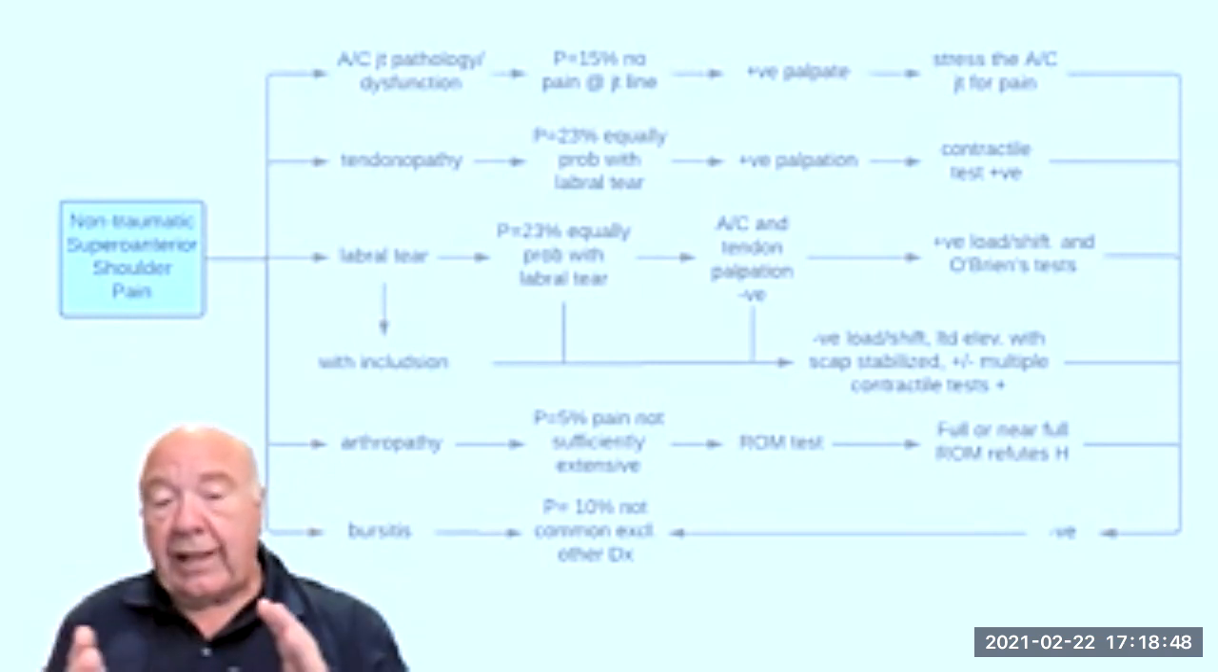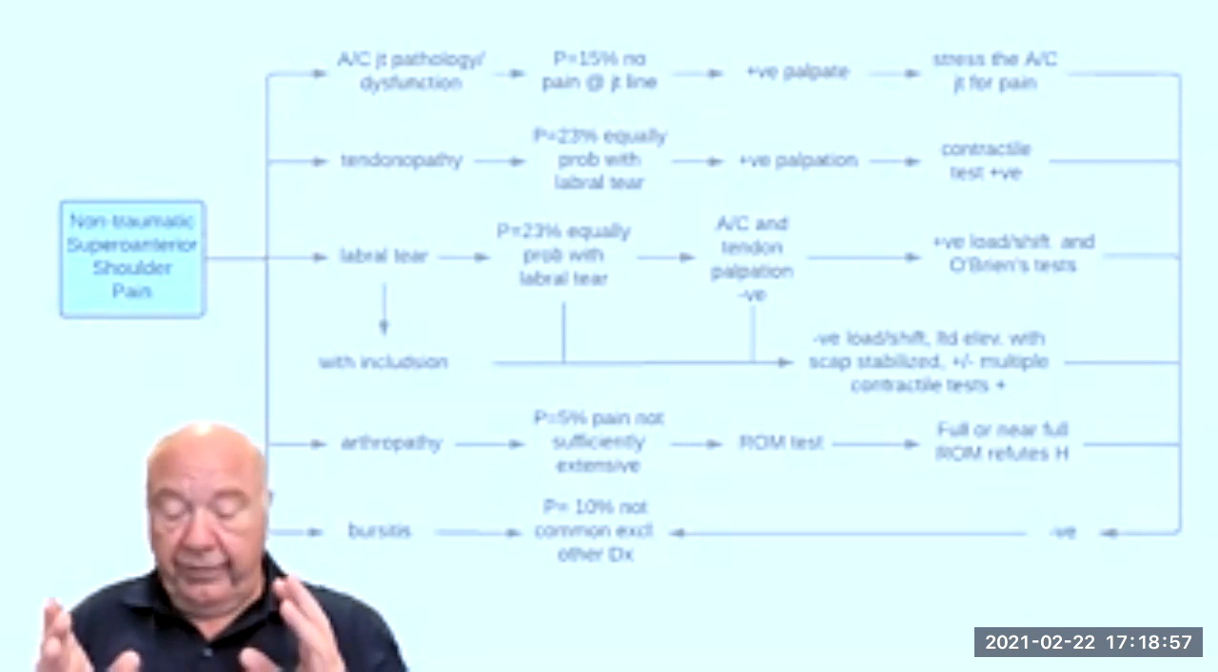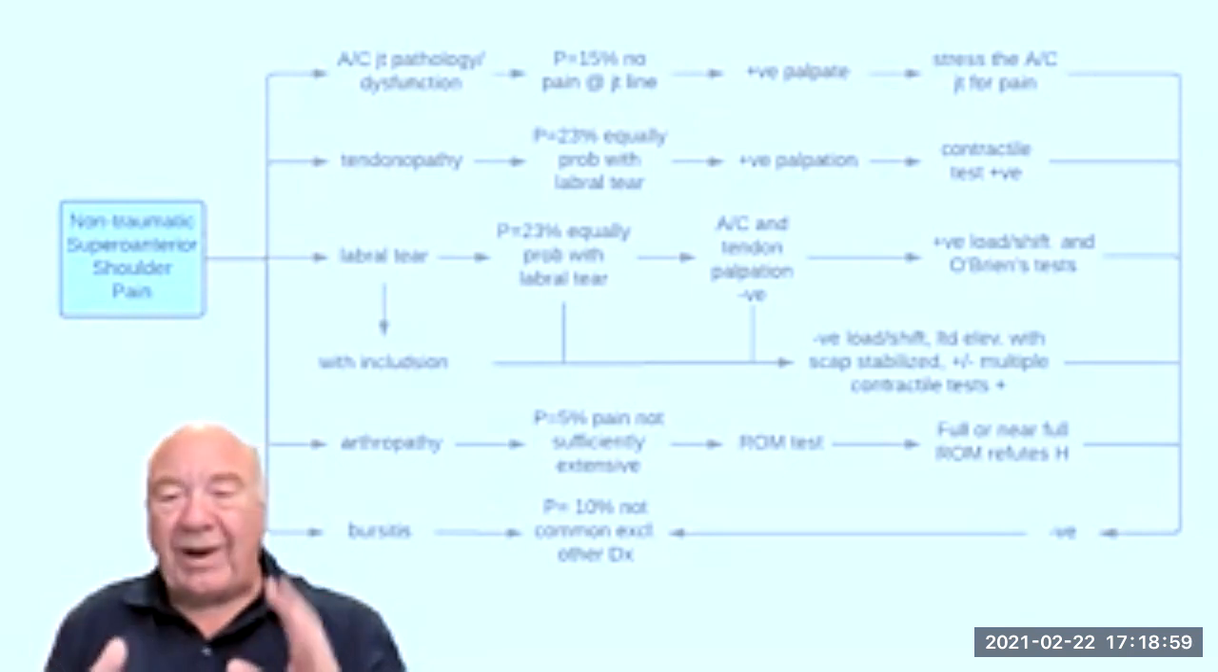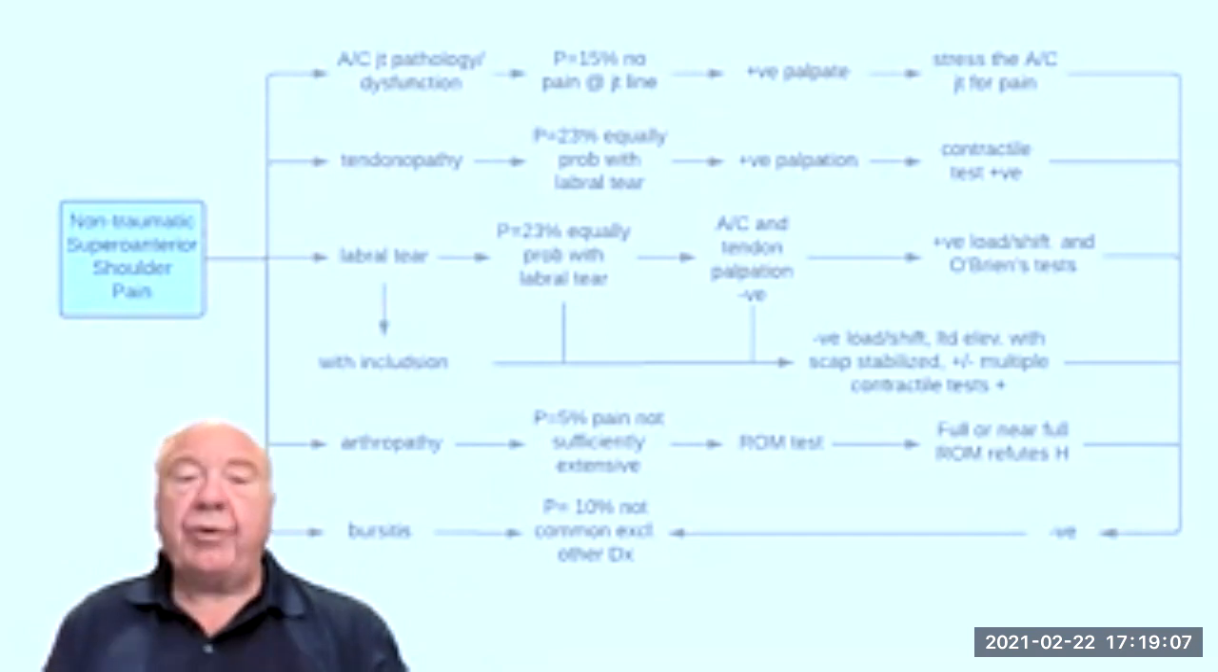Often when this is happening, if this is causing a lot of pain, you'll find that the contractile tests are positive as well. And you may well end up with generalized tenderness around the shoulder, probably due to segmental facilitation. So don't mess with the tendons. What you do is manipulate the shoulder and re-examine.